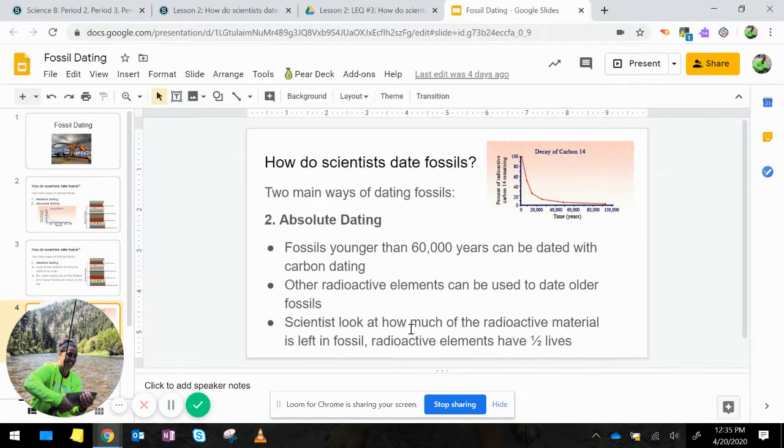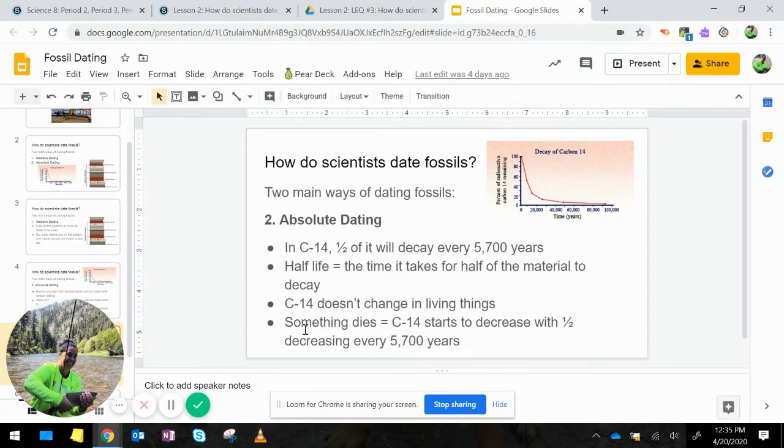What scientists do is they look at how much of the radioactive material is left in the fossils. Radioactive elements have half-lives, and what this means is that half of it will decay in a certain period of time. In the case of carbon-14, half of it is going to decay every 5,700 years. If I take a look at a sample of a fossil, the half-life is the time it takes for half of the material to decay.